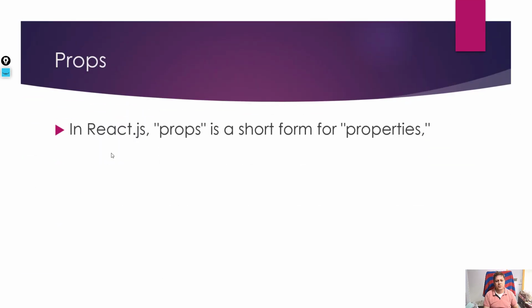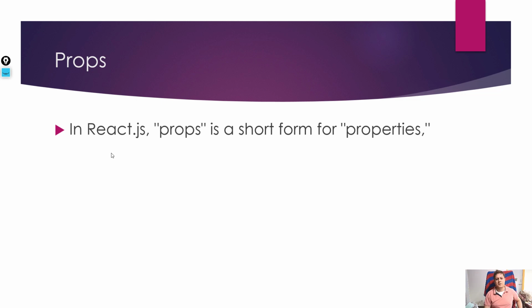So whenever you send props, from the source component you send the props, it will be the parent component, and the receiver is the child component. This is the thing you need to understand. The parent component is the one who is sending the data, and the child component is the one who is receiving the data from the parent component. Okay, so props is a short form for property.